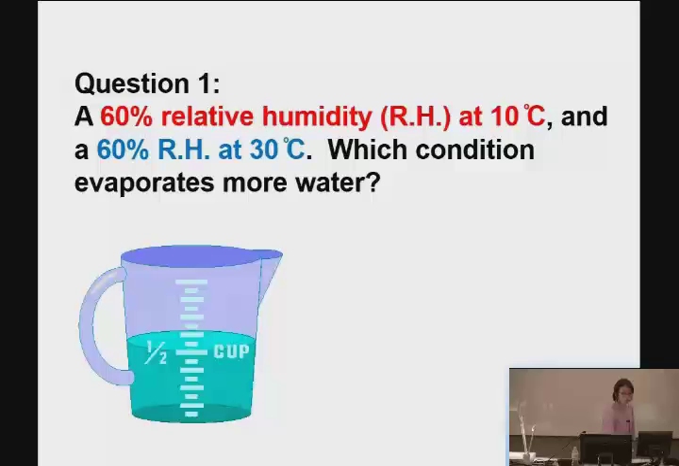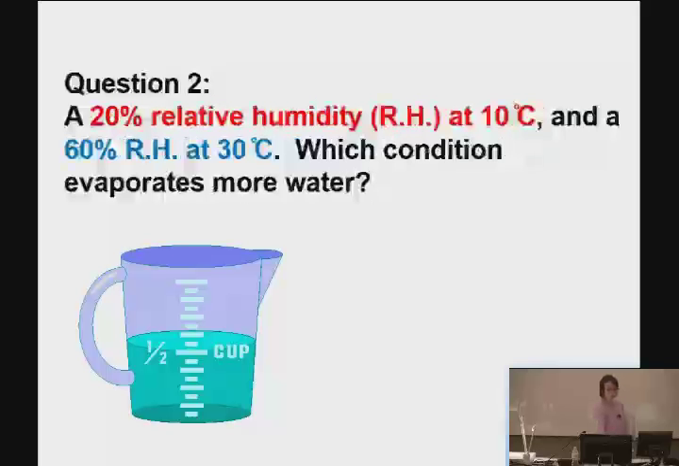Okay, getting a little bit more complex. 20% humidity at 10 degrees C, 60% at 30 degrees C. Which one is drier? 60%, 30 degrees C? Okay. It's kind of getting challenging, right? It's not so easy to answer this kind of question.